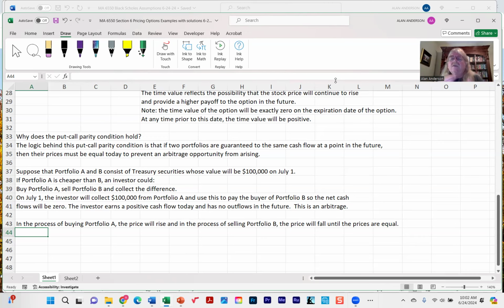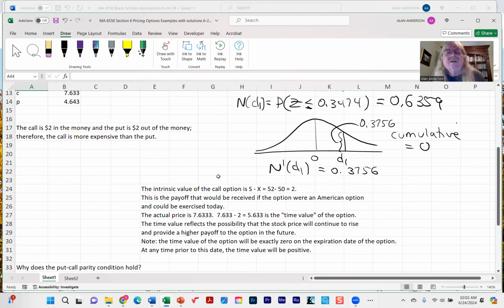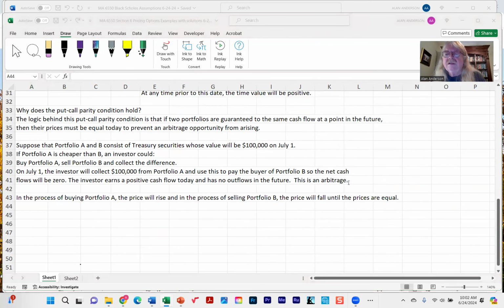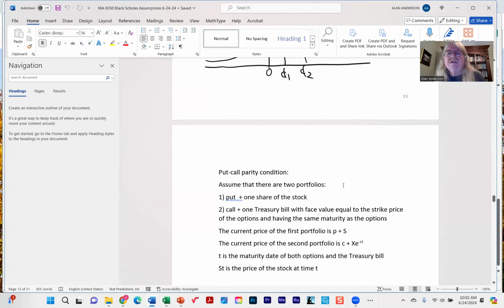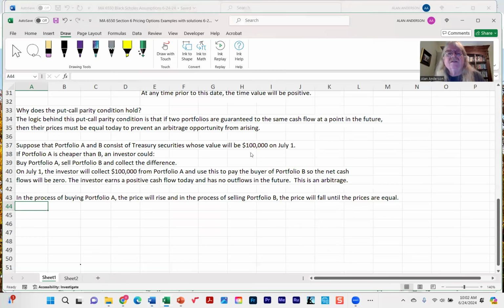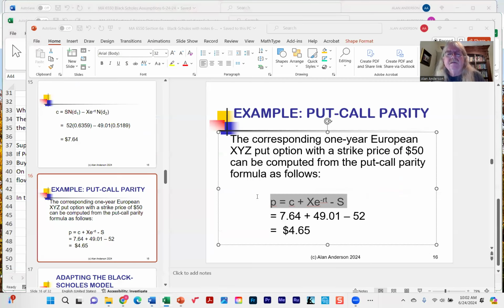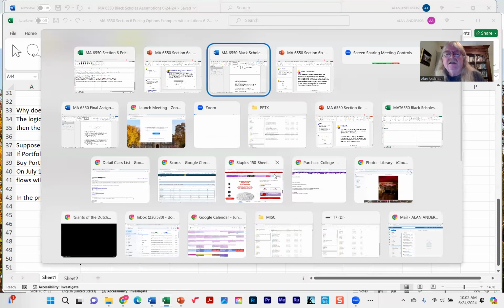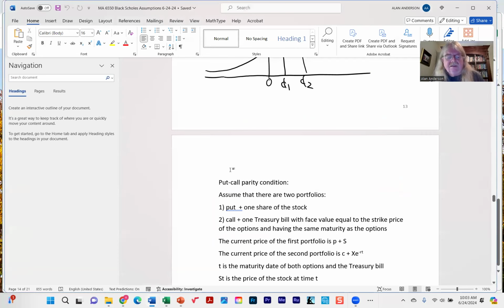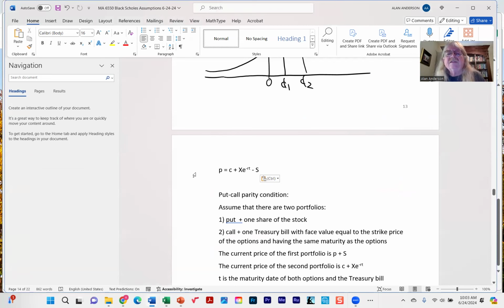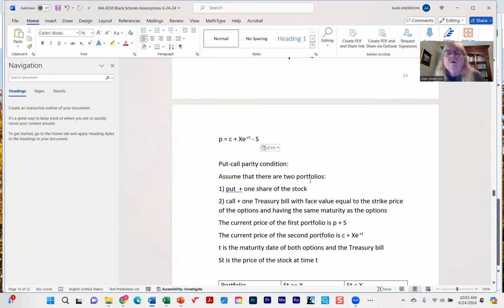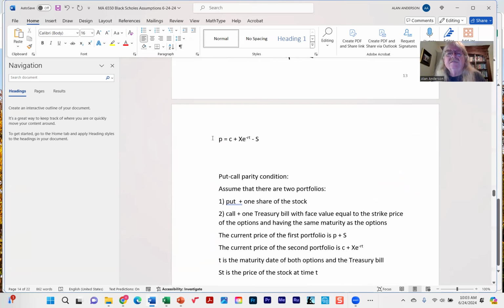So anyway, what does that have to do with put call parity? Well, basically, if you look at the way it's written, the condition is, let me just copy that into this document. Here we go. Just as a reminder, that's what put call parity looks like. We can rearrange it algebraically.